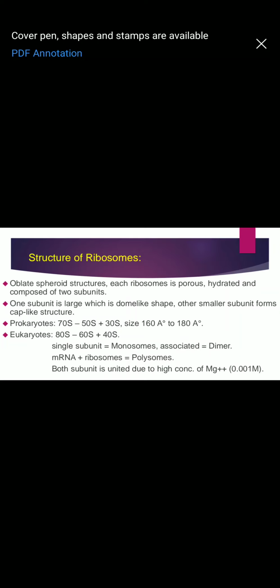and then the structure is called the monosome. And when the ribosome, both smaller and larger subunit, is attached with the mRNA, at that time we call them the polysomes, as we have seen in the polysome structure in the endoplasmic reticulum, when we were discussing protein synthesis.